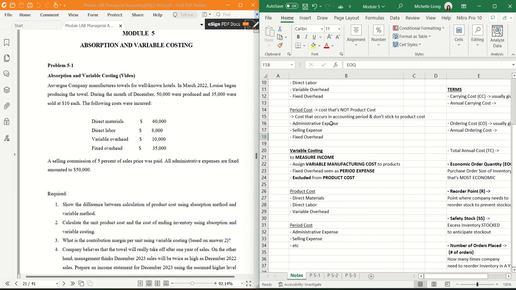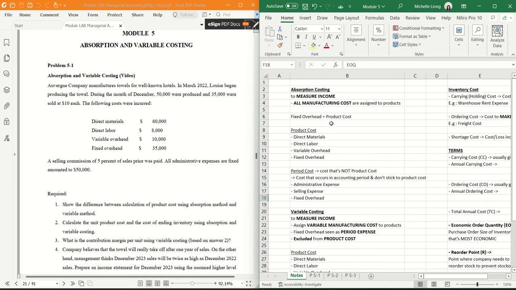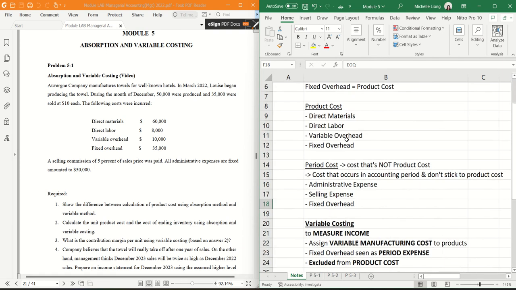Okay, so hi everyone. We're going to learn about absorption and also variable costing in today's class. So basically, absorption and also variable costing is used to measure income. But what is the difference between these two? Okay, so we'll start with absorption costing.